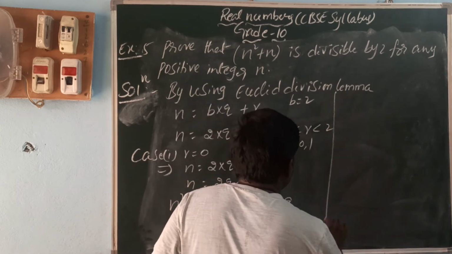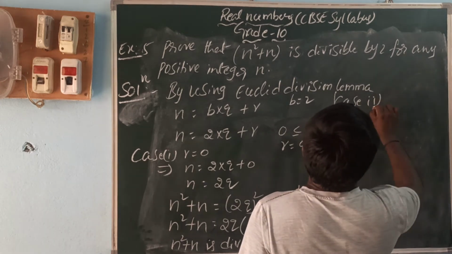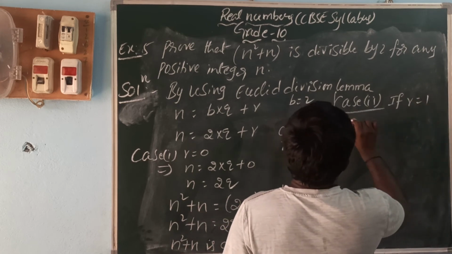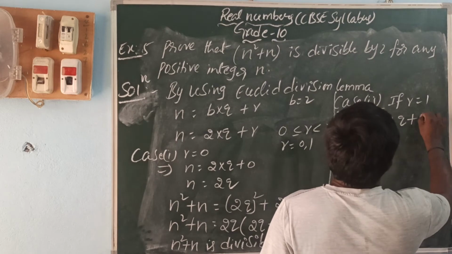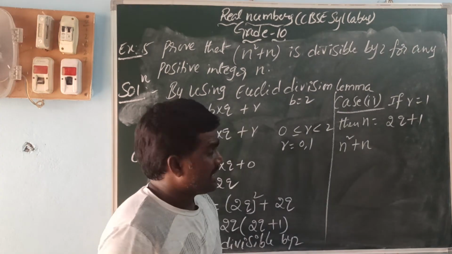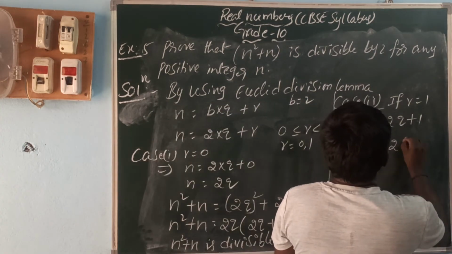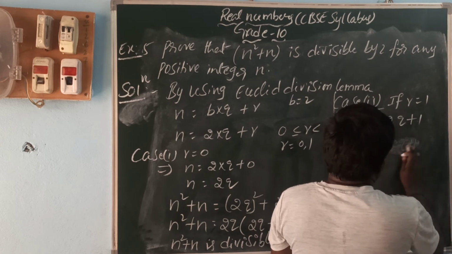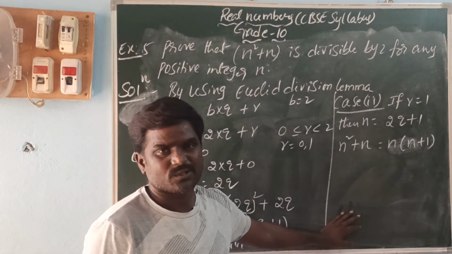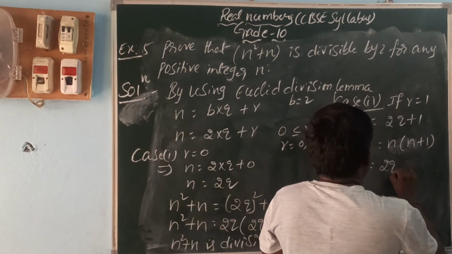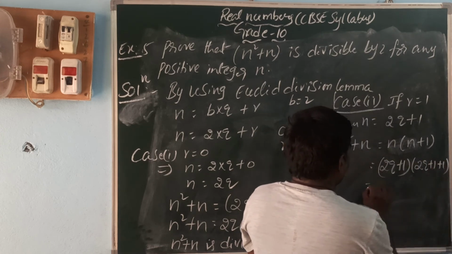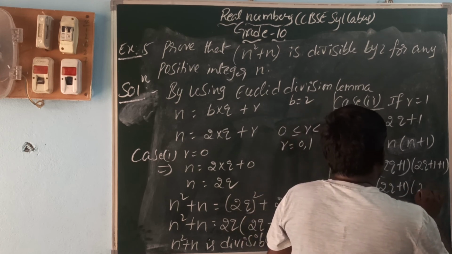So next, case 2. Here, if r is equal to 1, then n is equal to 2q plus 1. So here, they are asking that n square plus n is divisible by 2. What is the n value? 2q plus 1. We can simply write n square plus n as n of n plus 1. So we can write 2q plus 1 of 2q plus 1 plus 1. So 1 plus 1 is 2. That is 2q plus 1 of 2q plus 2.